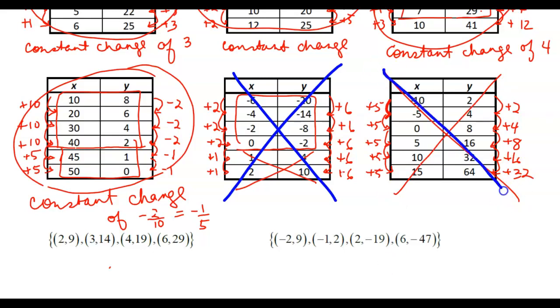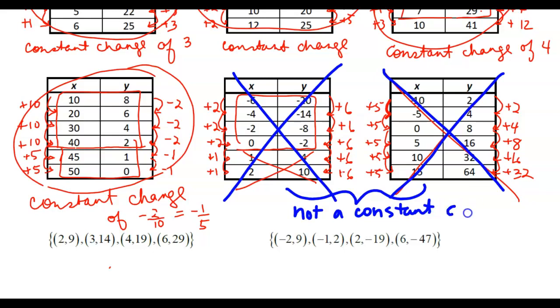Blue. So neither of these is a constant change. Okay, so it's a little bit of detective work, a little bit of just looking at the table of values, change in x and change in y, and finding that ratio.